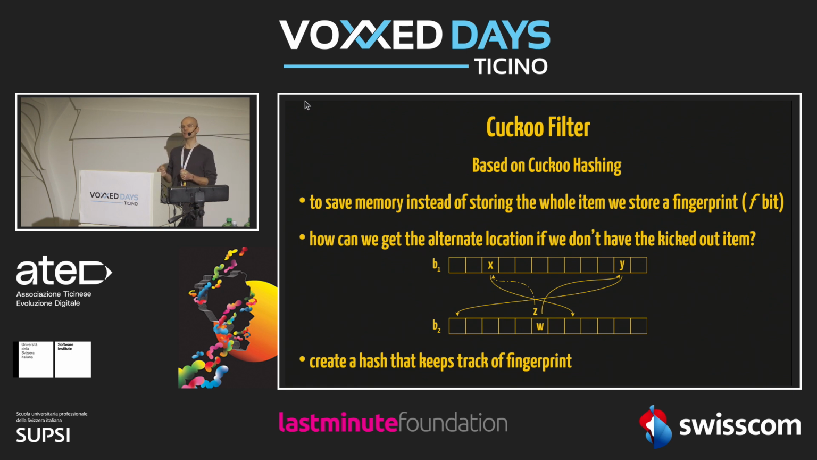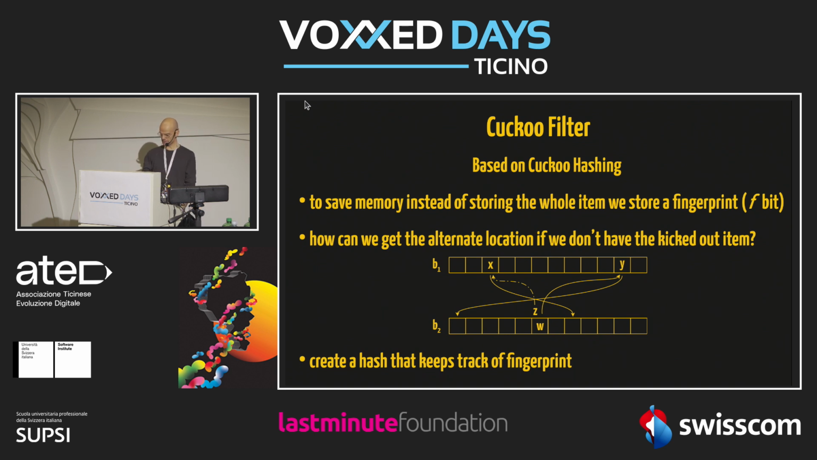Where do we get the probabilistic data part? Instead of saving the whole object into the array, we save just a fingerprint, which has f bits of length. But then, if you remember, when we kicked out items and wanted to put them in the alternate location, if we don't store the item to which we can apply the hash function to find the other location, but we just have f bits of its fingerprint, how can we track back the alternate location in order to do the insert that we saw before?